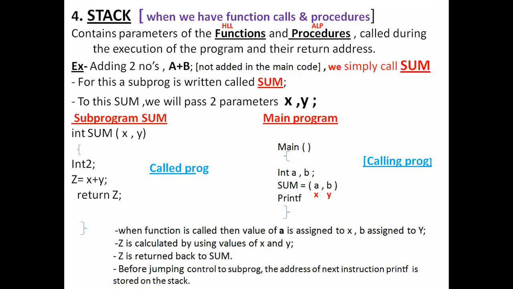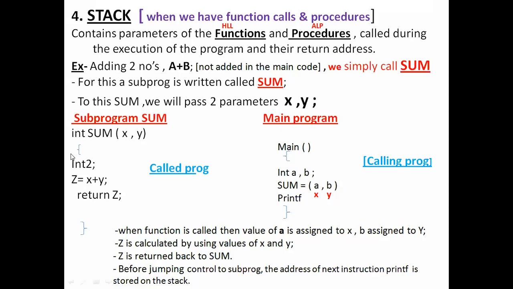Once the execution of the subprogram is over, the control returns to the main program by retrieving the address that was stored in the stack, and it can jump to the particular address where the next instruction after sum, that is the printf, is written. So you can explain the stack where we are storing the address of the next instruction, and this stack comes into the picture when our program is using function calls or procedure calls.